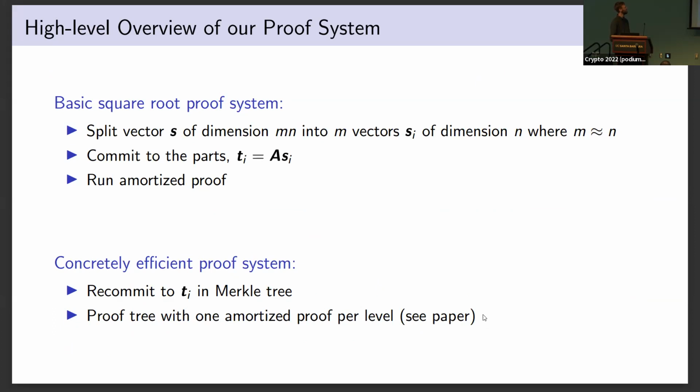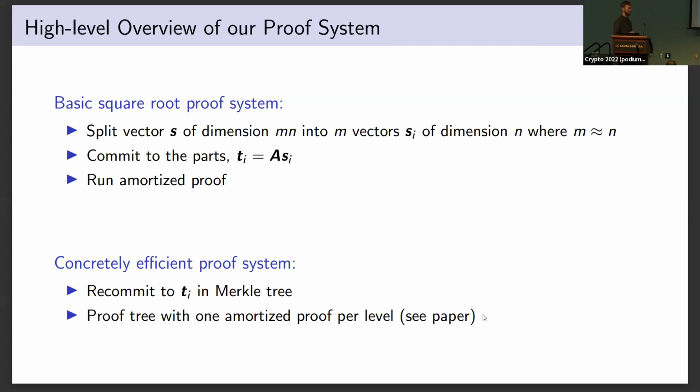where m is approximately equal to n, we essentially immediately get a square root scaling proof system, because we now have m of these commitments, but they are constant size, they don't depend on n, and proving them has only length n, because this masked opening is only of the dimension of the SIs, which is n. Since m and n are somewhat the same, they will be the square root of the product mn, which is the total number of coefficients.